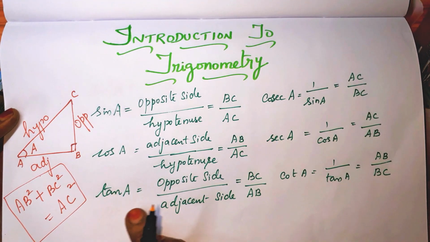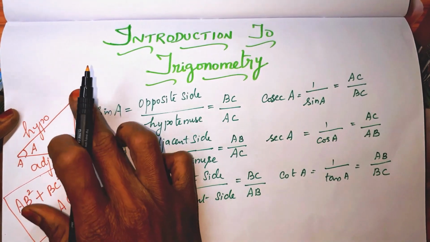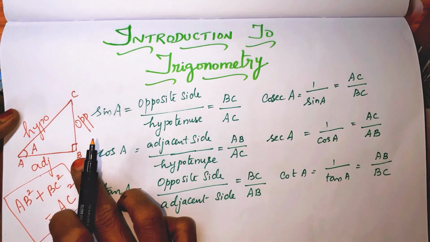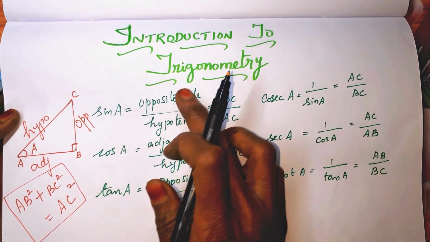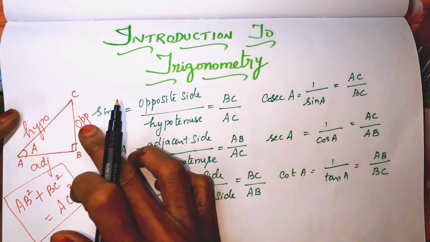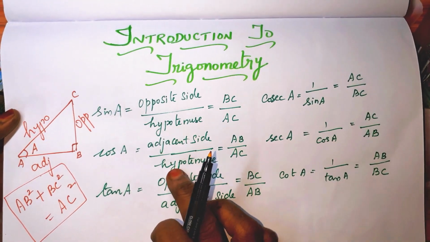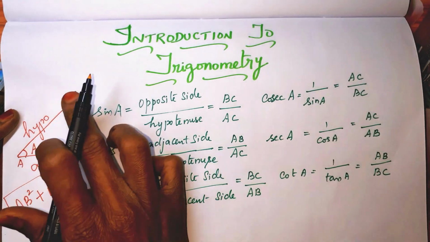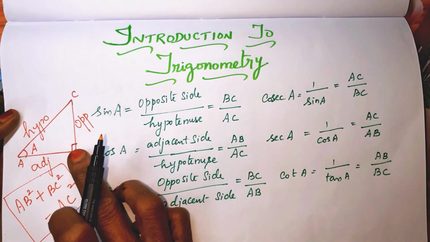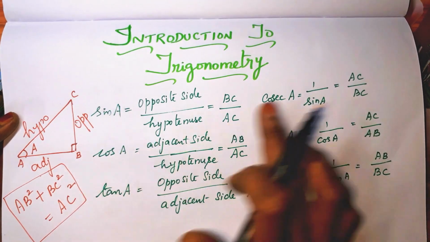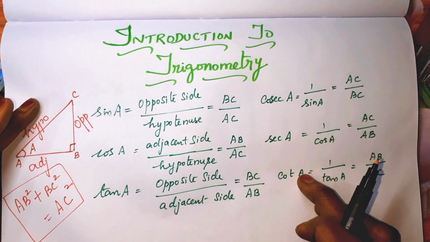And tan A is equal to opposite side by adjacent side. Opposite side is BC, adjacent side is AB. BC by AB. I repeat the formula. Sine A is equal to opposite side by hypotenuse, so here BC by AC. Cos A is equal to adjacent side by hypotenuse, AB by AC. And tan A is equal to opposite side by adjacent side, so BC by AB. Now come to the formulas for cosecant, secant and cot.